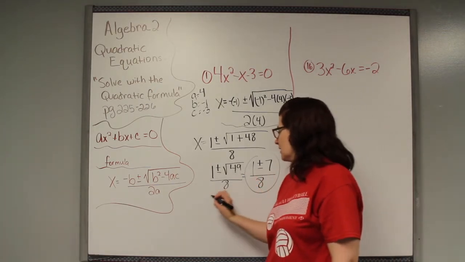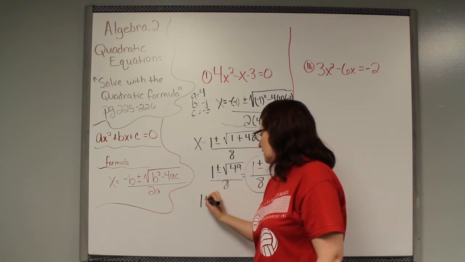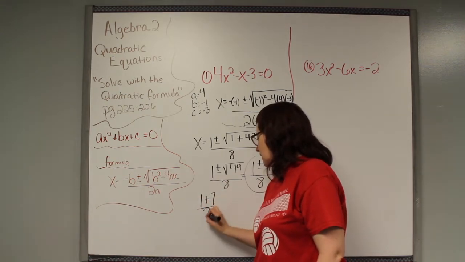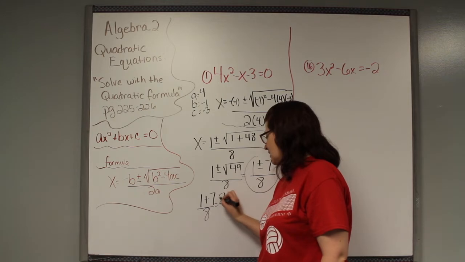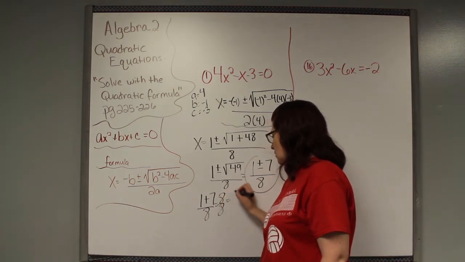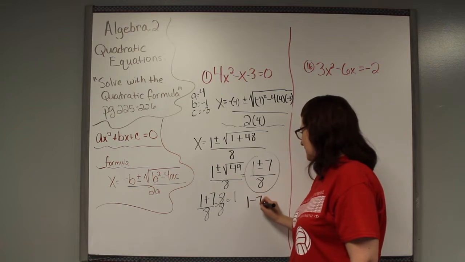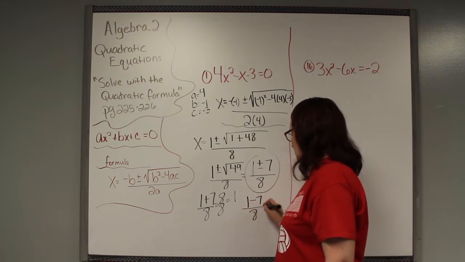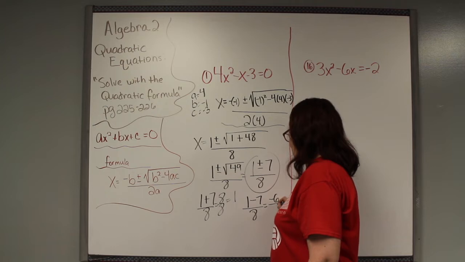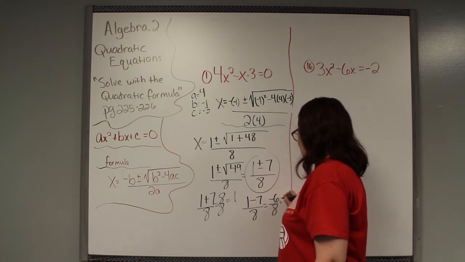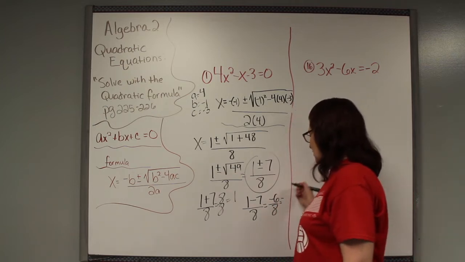So I'm going to write 1 plus 7 over 8, which is 8 over 8, or 1. And then I'm going to do 1 minus 7 over 8, which would be negative 6 over 8, which is negative 3/4.